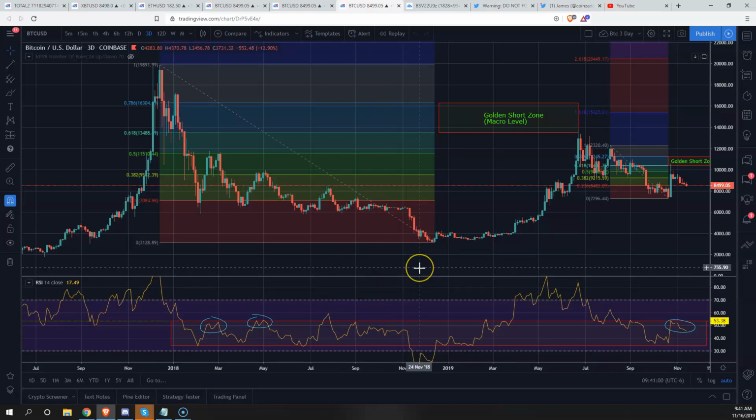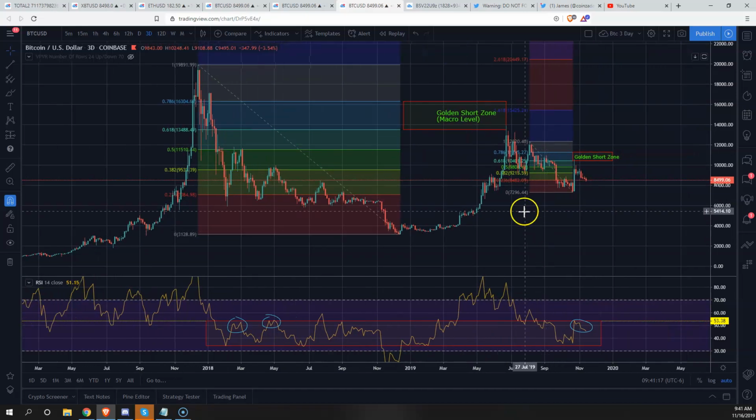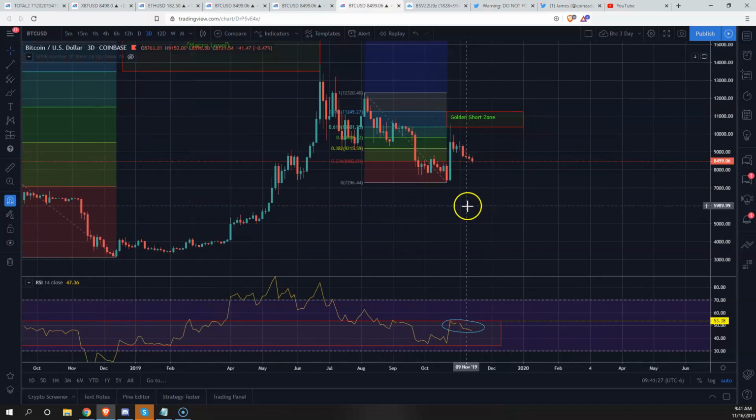But if we look at this, it's very textbook stuff. We had a high in 2017. We had a low in 2018, right? We retraced up to the 61.8 Fibonacci level, which is the golden short zone, right? In a downtrend, that's where you want to be shorting, or at least looking for shorts. We came down, we bounced back up, we moved down again, we came up, and here's your cliche golden short zone. This was the 61.8 Fibonacci level.